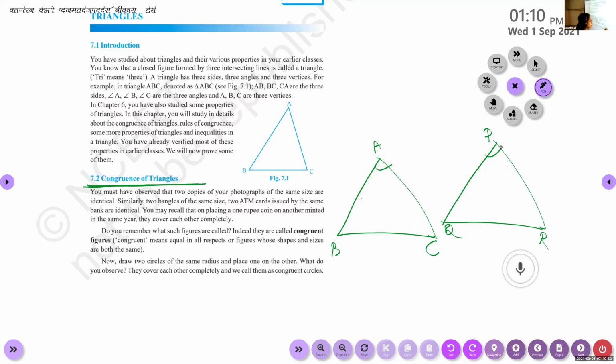Now here we have some triangles. All of you look at these five triangles: triangle ABC, PQR, DEF, MNR, STU. For triangles to be congruent, all the angles and the sides also must be equal. So find out if any pair of these triangles are congruent.